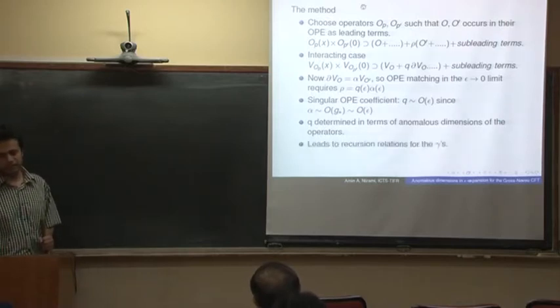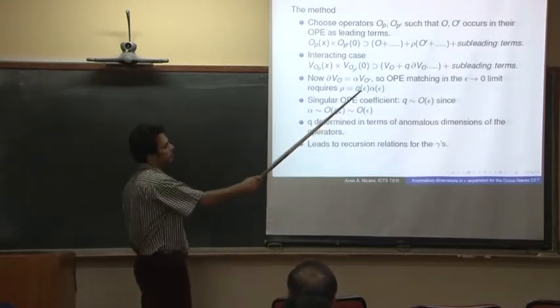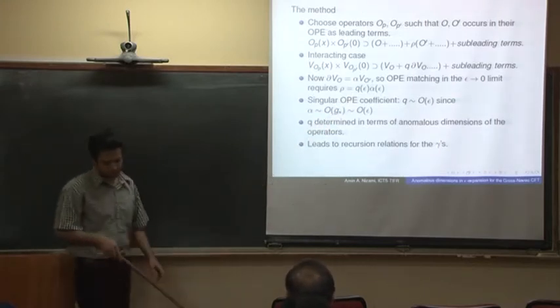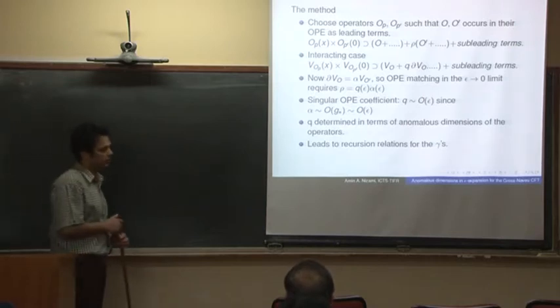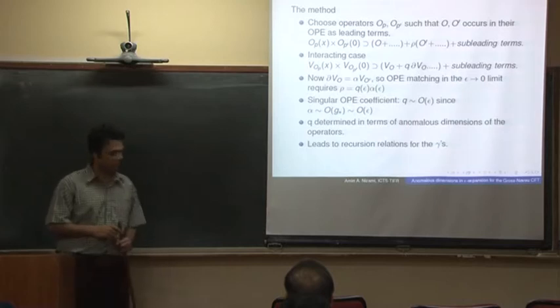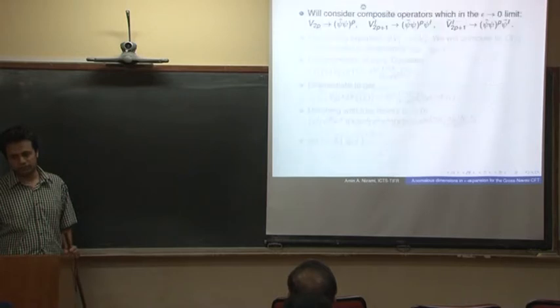And it turns out that this simple relation here leads to a difference equation which determines for you the leading order anomalous dimensions. So this is the gist of the method, and I just illustrate this in the Gross-Neveu model now.